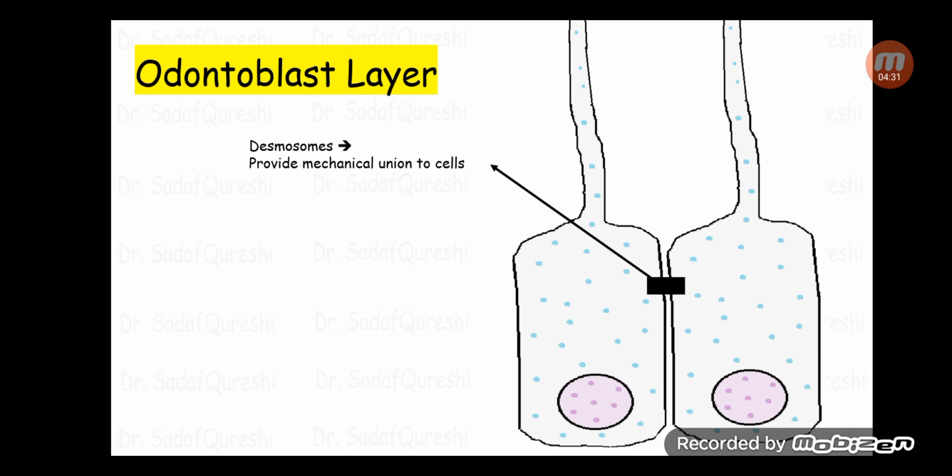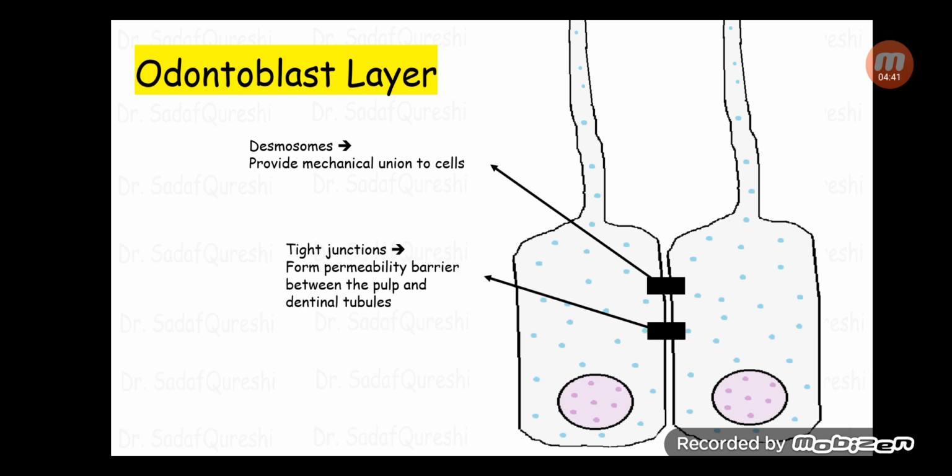Talking further, in the odontoblastic layer, there are many odontoblast cells, and they are joined with each other by desmosomes that provide mechanical union to the cells. Another type of attachment between these cells is the tight junction that forms a permeability barrier between the pulp and dentinal tubule. Another type of junction between these cells is the gap junction that helps in communication between adjacent odontoblasts.